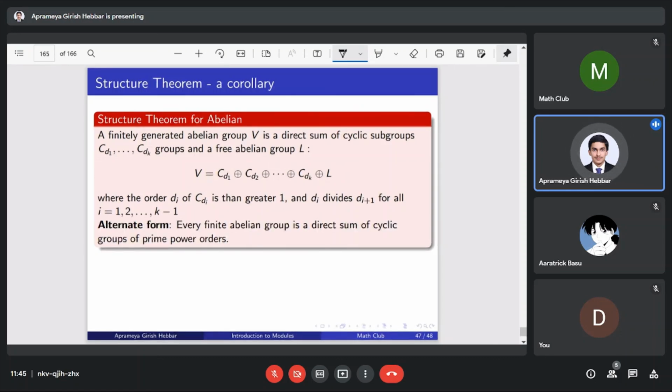Another alternate form, if V is finite, so L is of the form Z to the power R, right? So if V is finite, R has to be equal to 0. So all you have is V isomorphic to a direct sum of C_D1, C_D2 up to C_DK. So you have that every finite abelian group is a direct sum of cyclic groups of prime powers. So this is a nice application of the fundamental theorem. I mean, although it's a result in group theory, we have derived it using module theory.